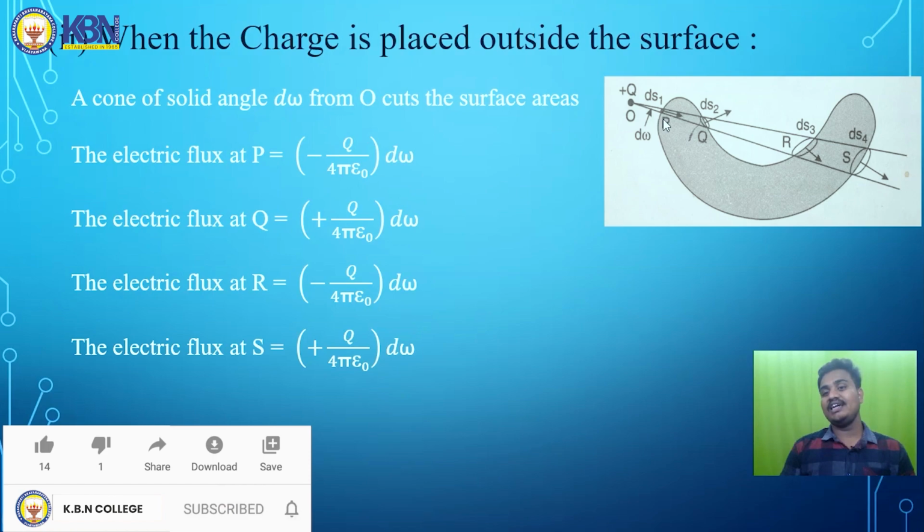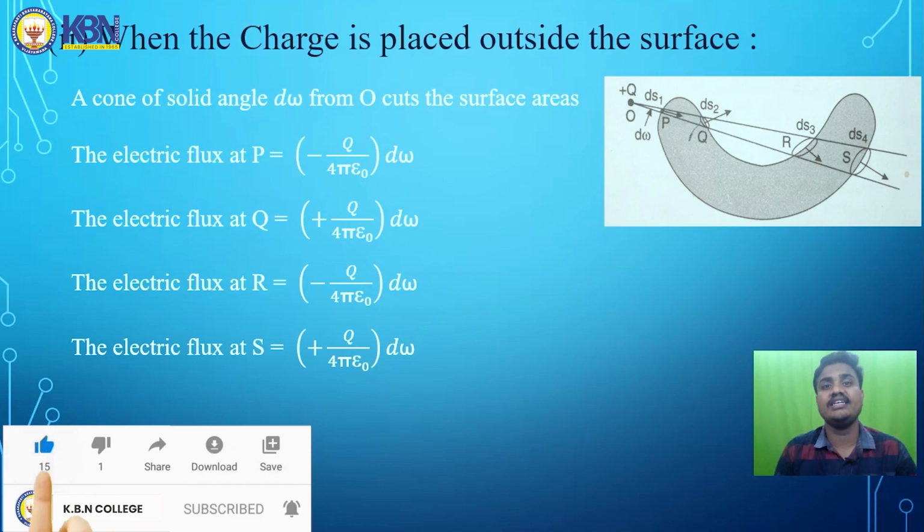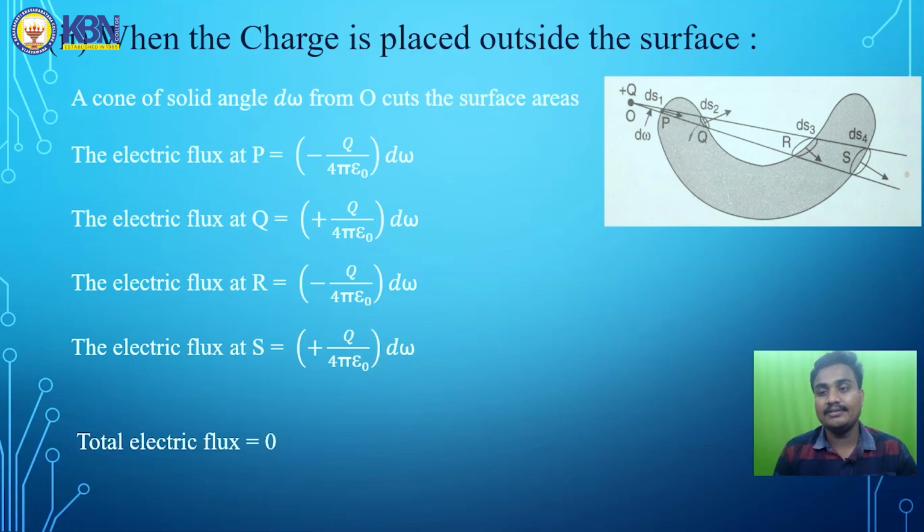So the surface area at point P is ds1 and the surface area at point Q is ds2, the surface area at point R is ds3 and the surface area at point S is ds4. Now we are going to calculate the individual electric flux at those points respectively. The electric flux at point P through the surface area ds1 is given by minus q by 4 pi epsilon naught d omega, and we know from the previous case that d omega is called the solid angle.